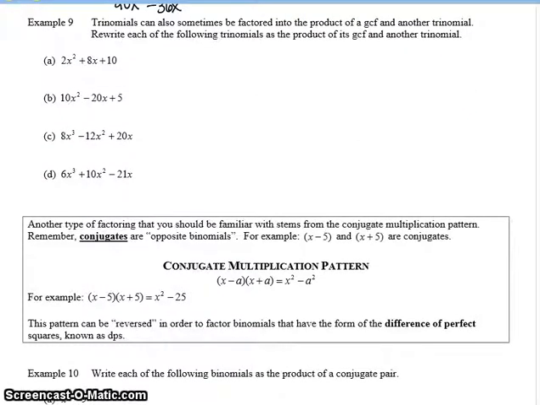All right, example 9. Trinomials can also sometimes be factored into the product of a GCF and another trinomial. So my leftover is a trinomial. Rewrite each of the following trinomials as the product of its GCF and a trinomial. Okay? So basically you're looking at all of these numbers and you're deciding what can I take out of a 2, an 8, and a 10. Well, it's going to be a 2. So I'm going to divide each of those by 2, and now I have to write the leftover. So I'm left with x squared plus 4x plus 5.